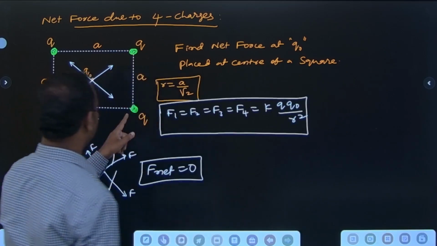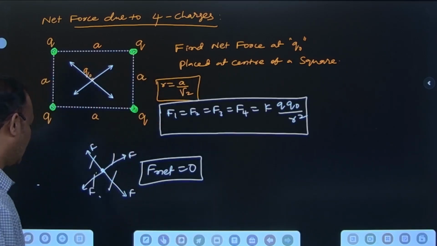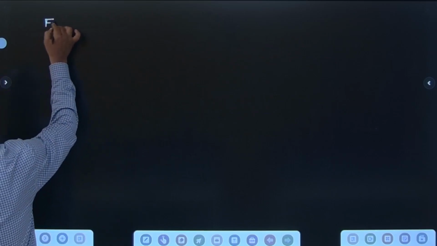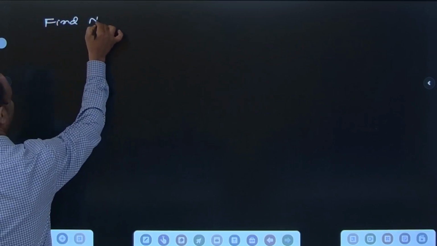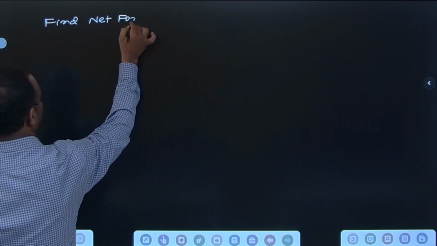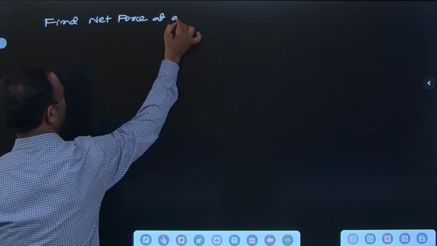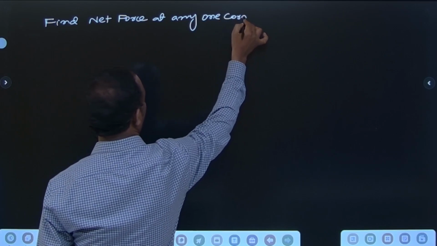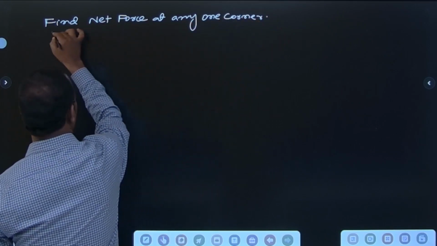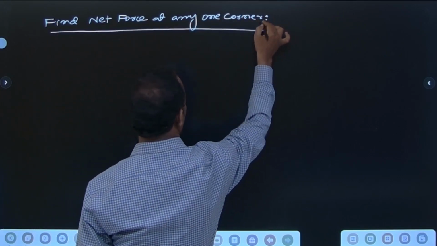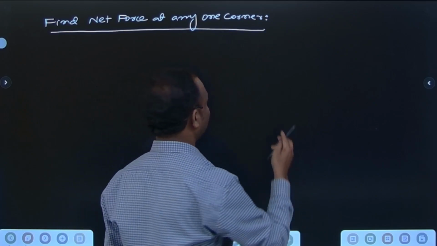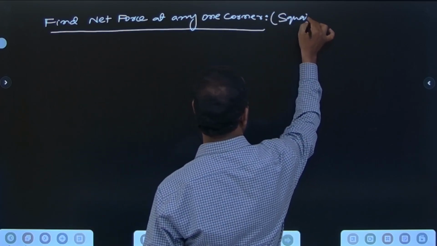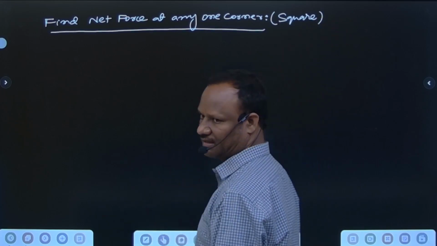Next, if I ask the question at any one of its corners. The next question is to find the net force at any one corner of the square of side length A.